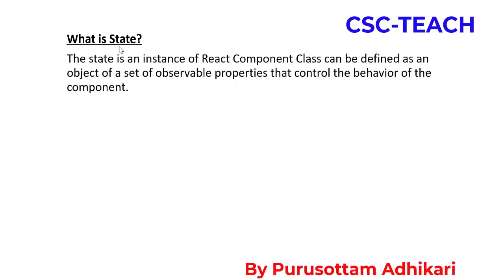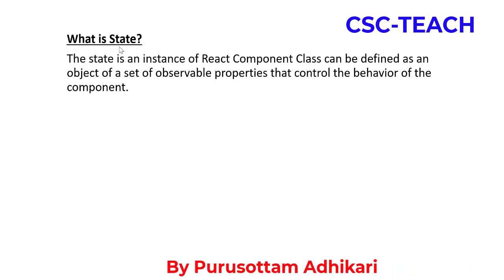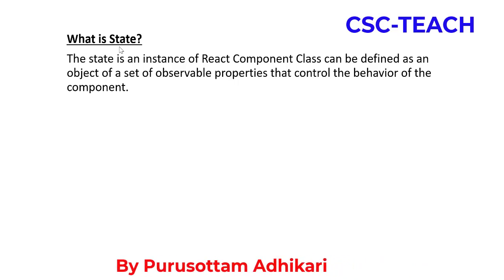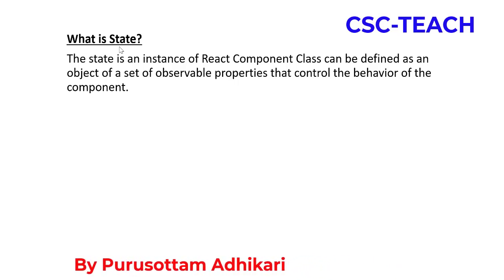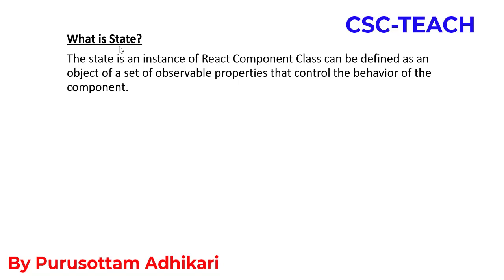State is an instance of React component class and can be defined as an object of a set of observable properties that control the behavior of the component. That is the definition of state. If a set of objects can control the behavior of a component, then they are known as state.